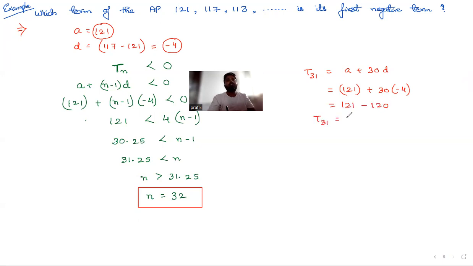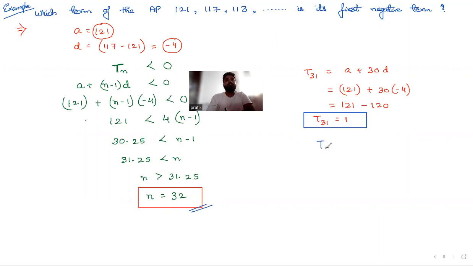How much is this answer? T31 is basically 1, right? So it is not a negative number. It is a positive number. That's why they told that whatever value you substitute should be greater than 31.25. Now, definitely we take the integer value of n. We can't take 31.25, so we have to take the next term, which is nothing but 32. That's why I've written over here n is equal to 32.